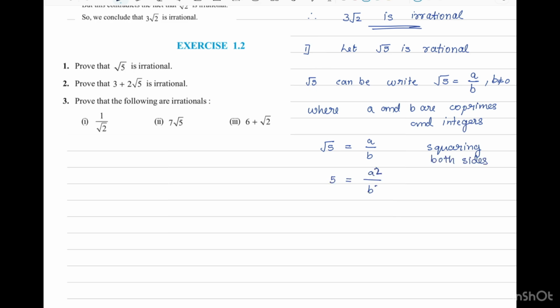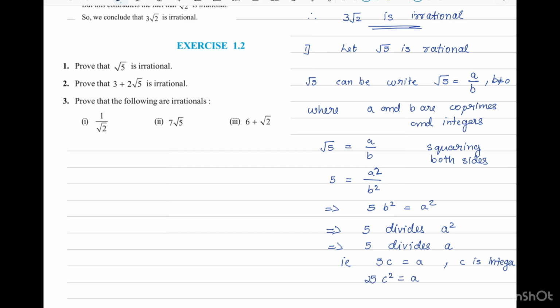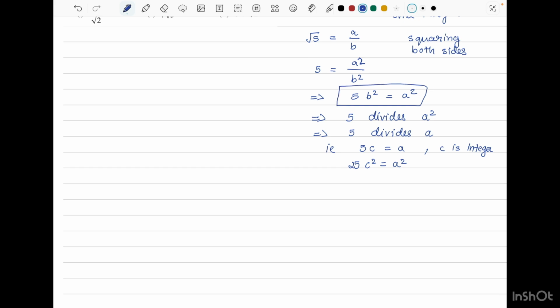Taking b square to the other side of the equal sign, we get 5 into b square equal to a square. That is, 5 divides a square. If 5 divides a square, which implies 5 divides a. That is, a can be written as a multiple of 5. Let 5 into c equal a, where c is an integer. Squaring both sides, we get 25 into c square equal to a square.